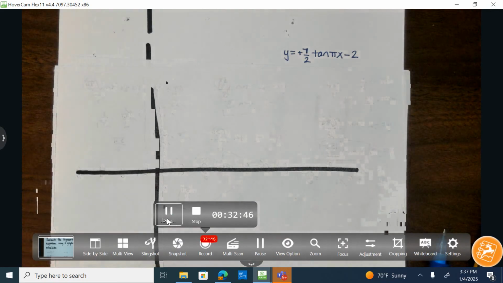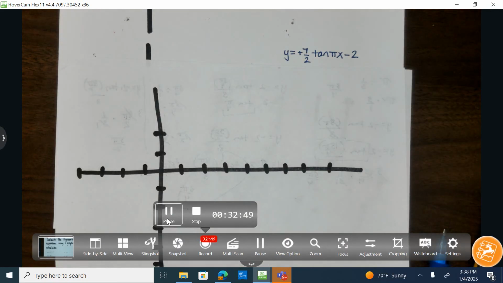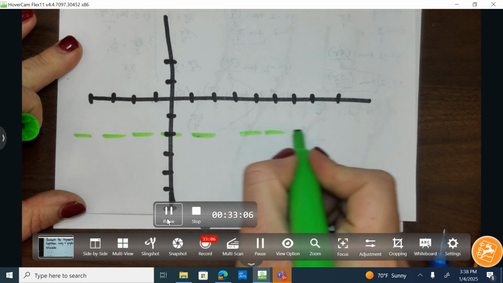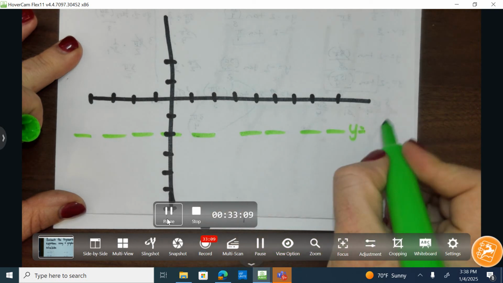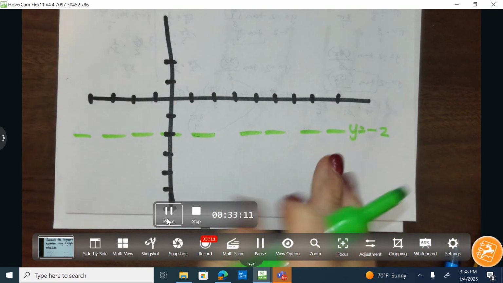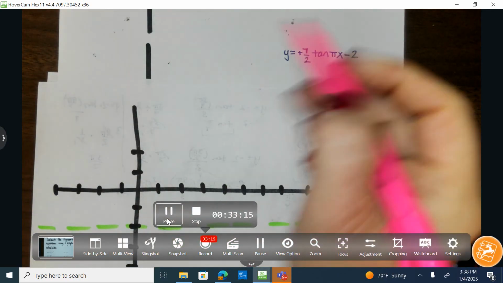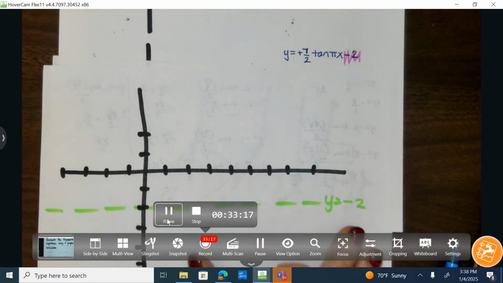Let's get started. So y equals 7/2, which is 3.5, the tangent of pi x minus 2. So the first thing I do is, compared to the first 5 examples before this, we never had a value that was behind it. So I know that there is going to be a vertical shift. So I'm going to drop down. My new line here is the midline, y equals -2. And now I can kind of forget about this, right? I've taken care of that shift and I don't need to worry about it anymore.